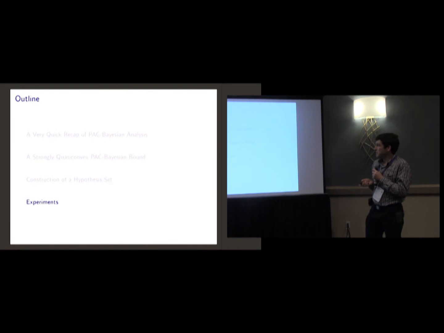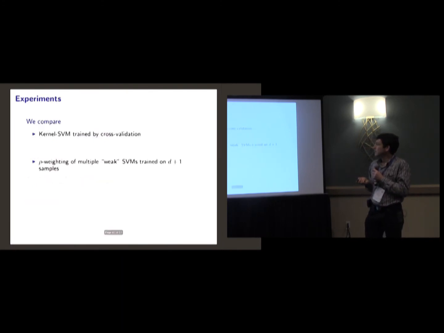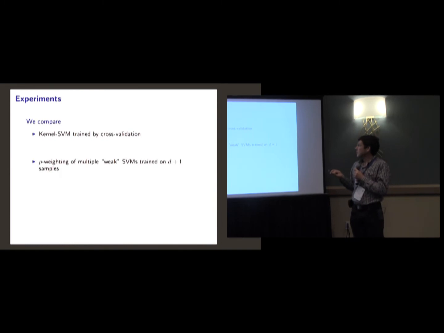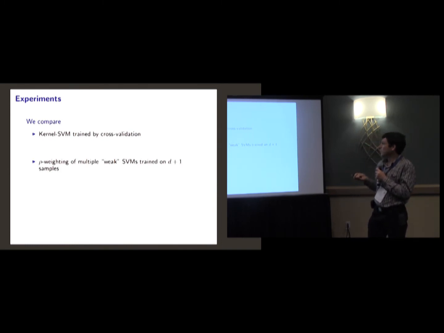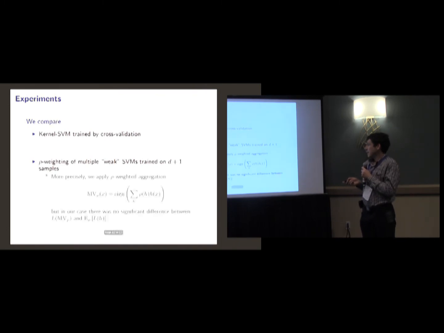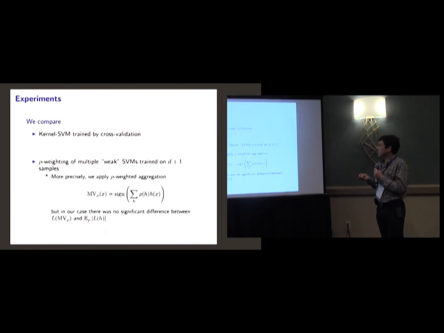So now to the experiments that we have. We compare kernel SVM trained by cross-validation to rho weighting of multiple weak SVMs trained on d+1 samples, where d+1 is the dimensionality of the data. A bit more precisely, we apply rho-weighted aggregation of these weak classifiers. So we look at the majority vote of the classifiers weighted according to rho. But in our case, there was no significant difference between the majority vote and the Gibbs prediction rule. You can see both when you look at the graphs.